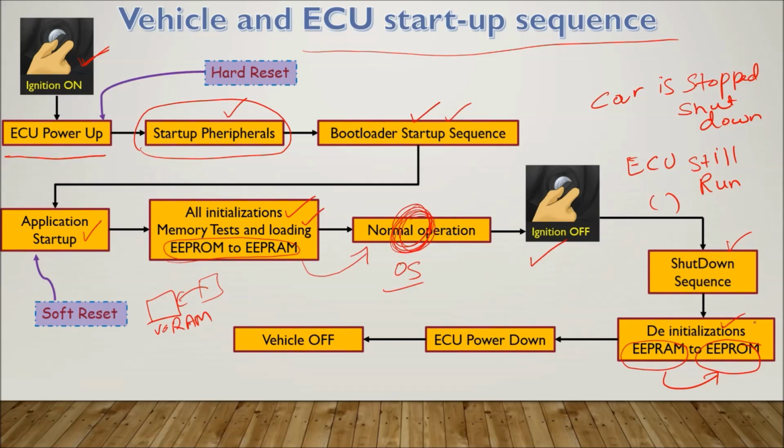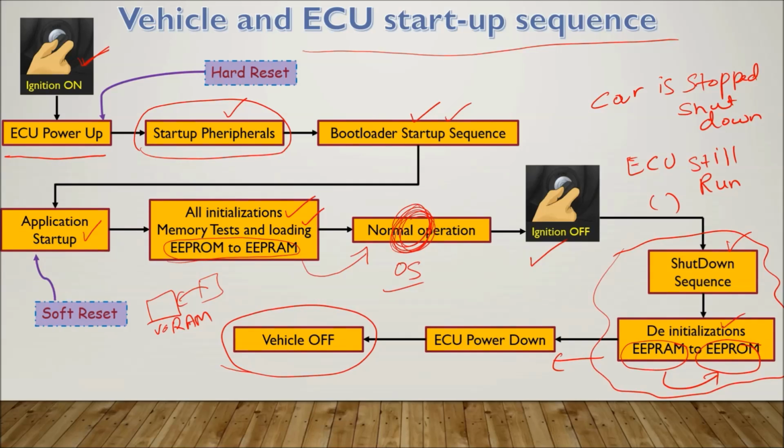And after all these actions, what has to happen when the car is stopped, before the ECU goes into sleep or shutdown mode, these actions will happen and then the ECU power down will occur and the vehicle is finally at rest. There is no battery consumption, nothing is going on. The ECUs are in shutdown, the network is stopped, all those parts will occur. So this is a normal vehicle ECU startup sequence.